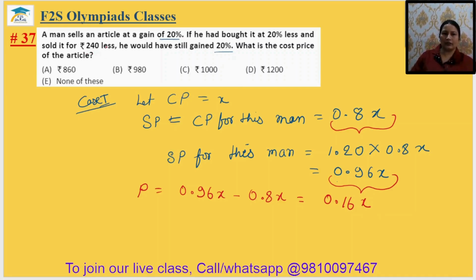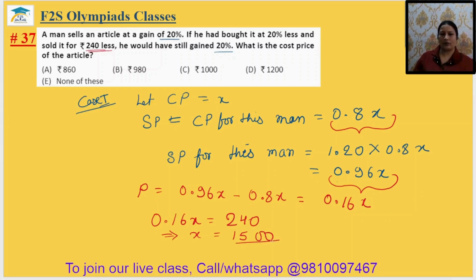ठीक है, एंड दिस प्रॉफिट, it is given that and sold it 240 less. ये कितने पे दिया हुआ है आपका, 240 पे. तो 0.16x इक्वल टू 240. This implies x equal to, when you simplify it, so you will get 1500.